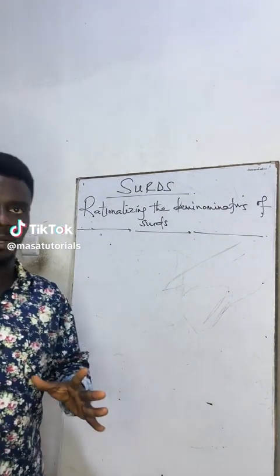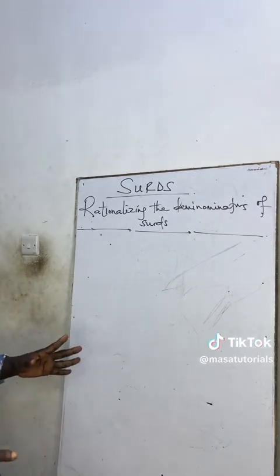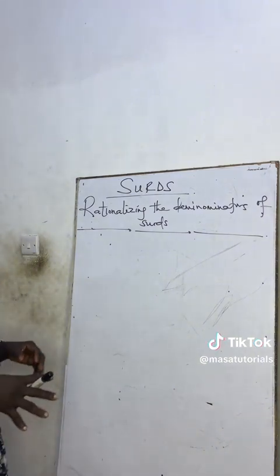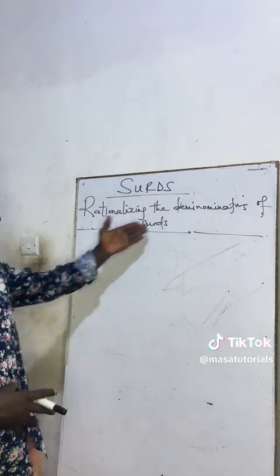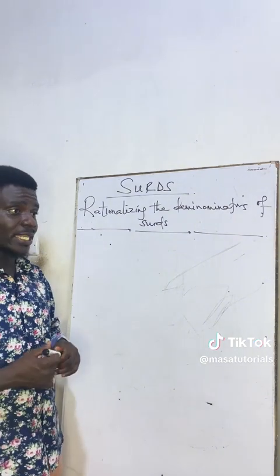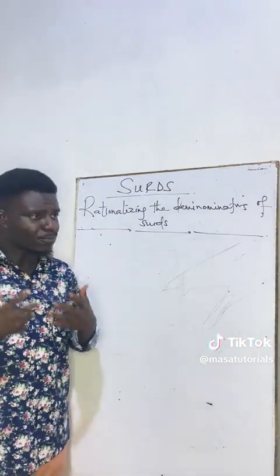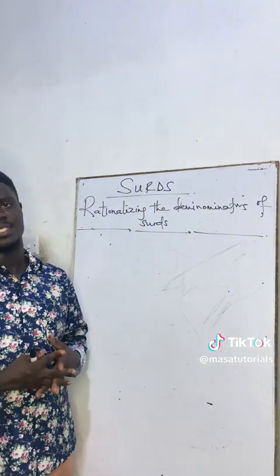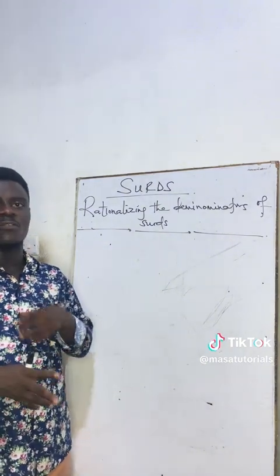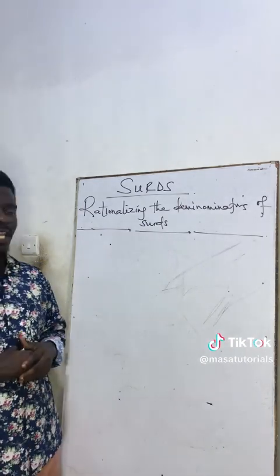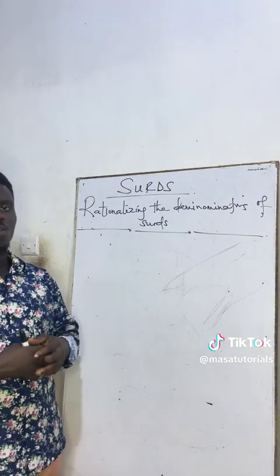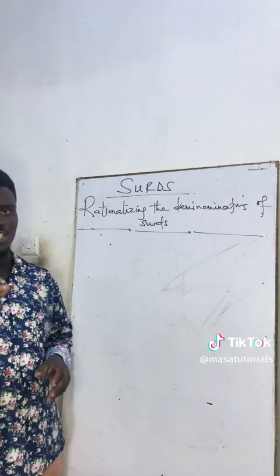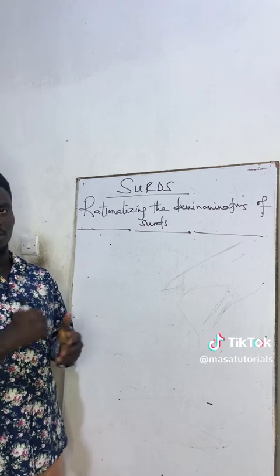All right, so welcome. Let's see rationalizing the denominators of surds. Now, when we talk of rationalization, or rationalizing the denominators of surds, we are saying that rationalization is the process of removing irrational numbers or surds from the denominator of a fractional surd. Again, rationalization is a process of removing irrational numbers or surds from the denominator of a fractional surd.